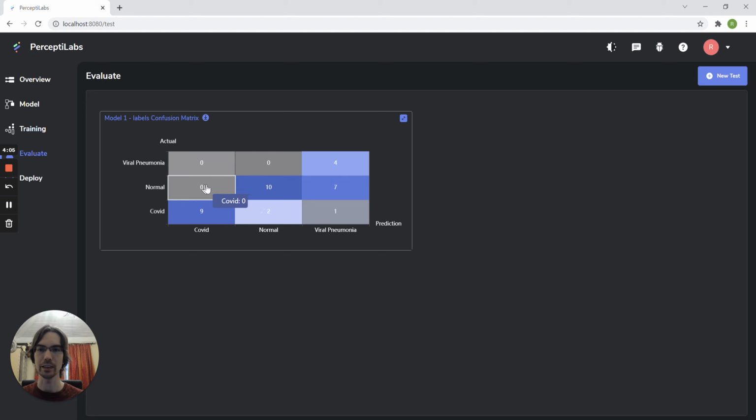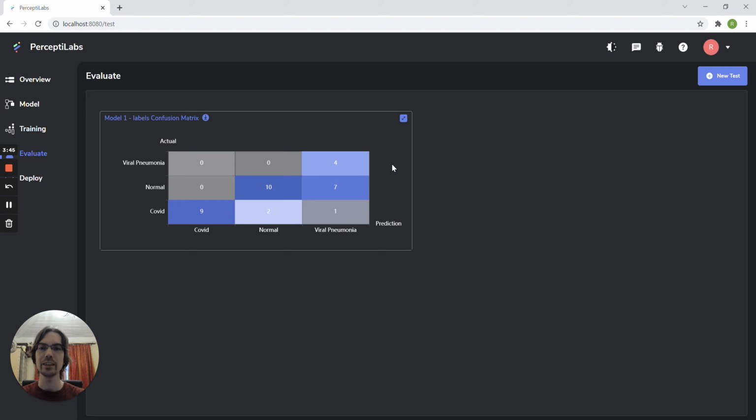So for normal, I classified 0 as COVID, I classified 10 as normal, and 7 as viral pneumonia. So we're mixing up normal and viral pneumonia here a bit for the normal samples. We're almost 50-50 thinking it's one or the other. And for viral pneumonia, we only classified it as viral pneumonia.